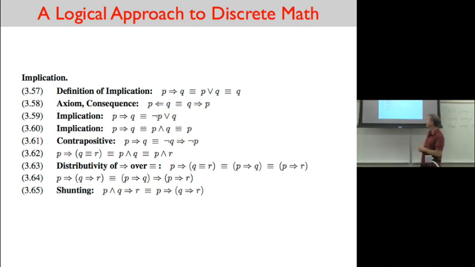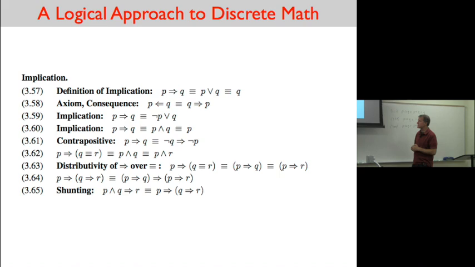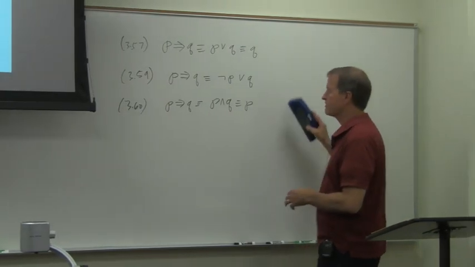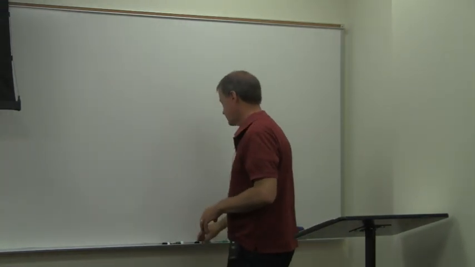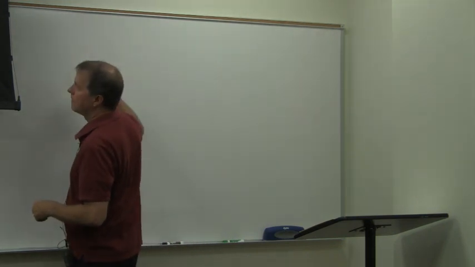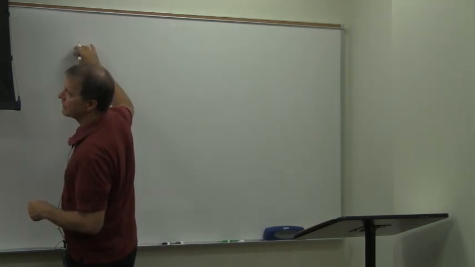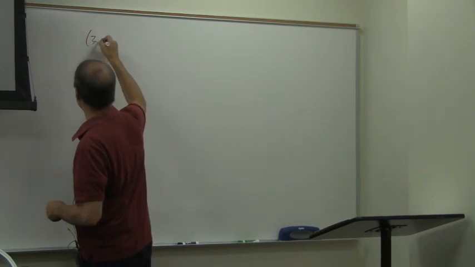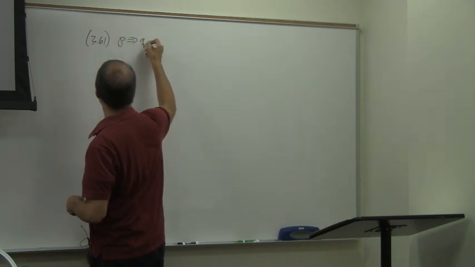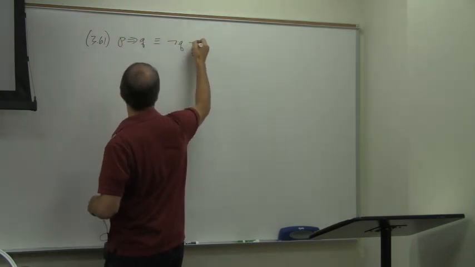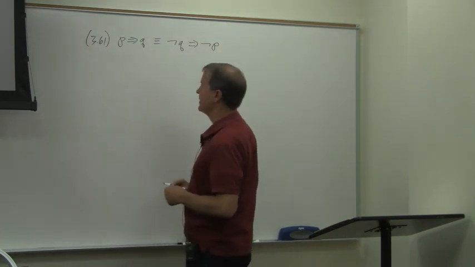Okay, so contrapositive. Contrapositive says P implies Q equivales not Q implies not P. Actually, I should say something about terminology here. Let me write down 3.61. 3.61 says P implies Q equivales not Q implies not P.